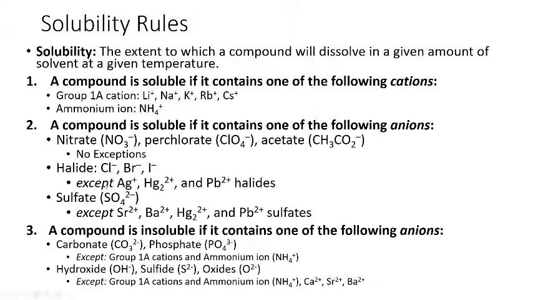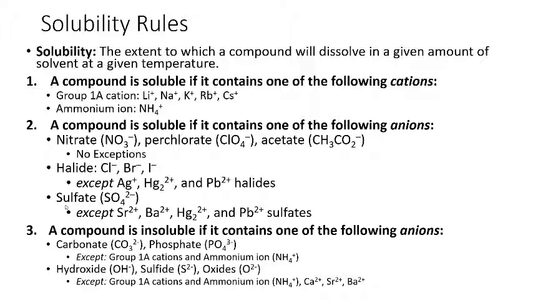Next is sulfates. Sulfates will always be soluble except if they are with strontium, barium, mercury, or lead. Okay, so strontium and barium are in the alkaline earth metals, and then we have mercury and lead, the same two that are in with our halides. Okay, so memorize those.